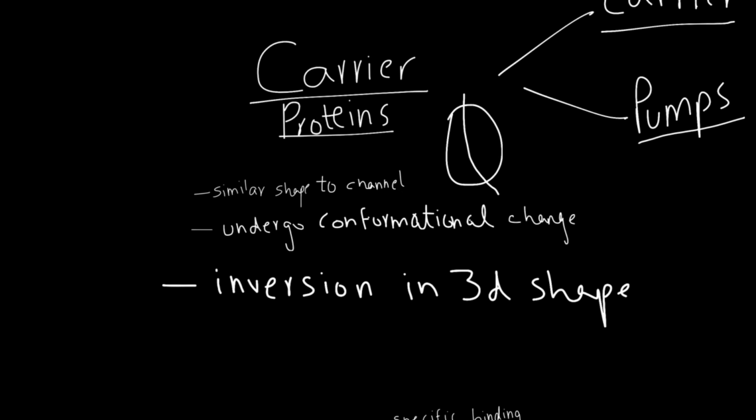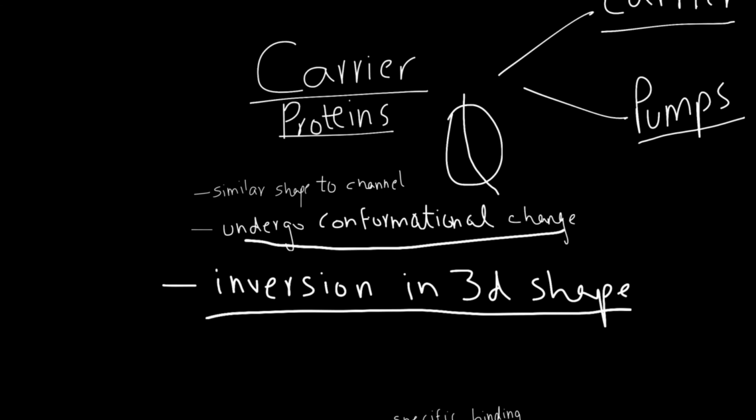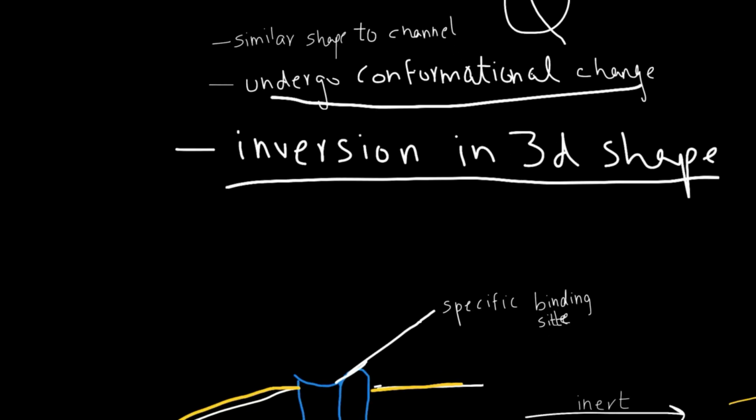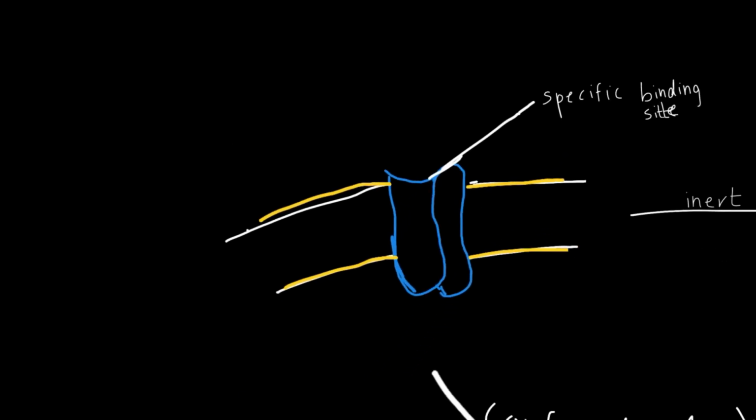Right, so I'll explain how it does that. It undergoes a conformational change. What a conformational change is, is an inversion in its 3D shape. Now these are just words. I'll practically demonstrate how they're done. So how they undergo conformational change and an inversion in 3D shape is shown below. So I'll show it right here.